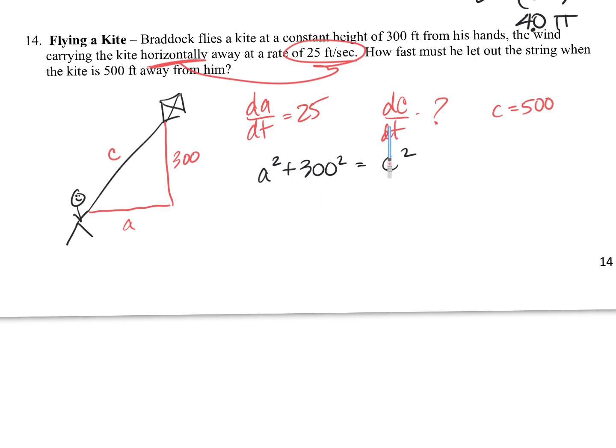Okay, let's go find this derivative. Derivative of A with respect to time: 2A dA/dt. Plus, be careful, derivative of 300 squared. Isn't 300 squared just a number? And the derivative of a constant is 0. Derivative of C squared.